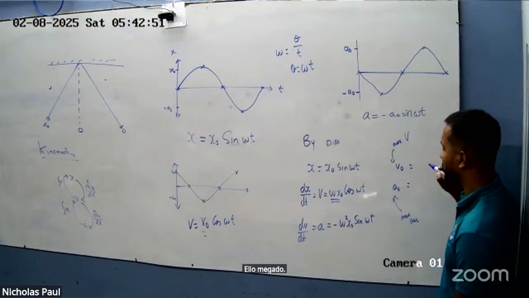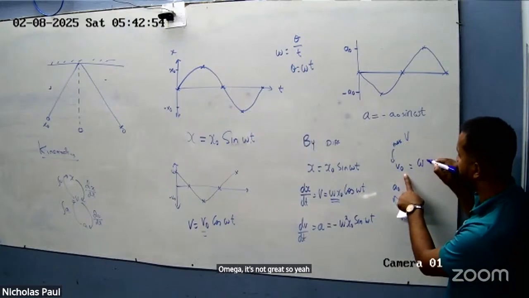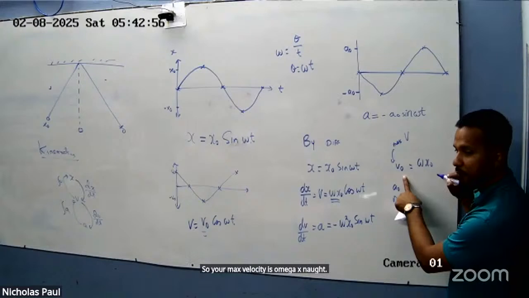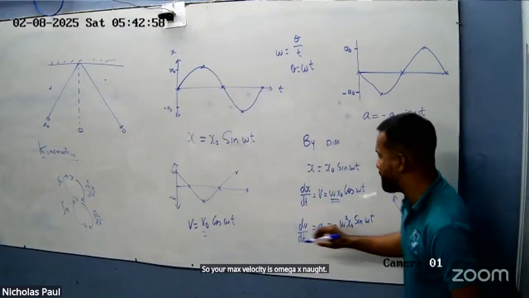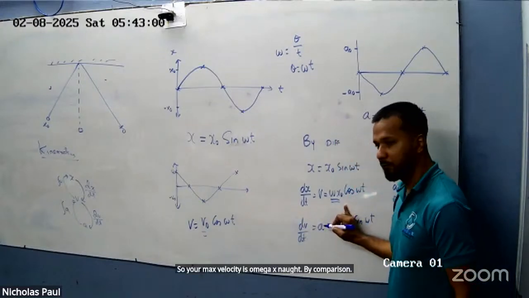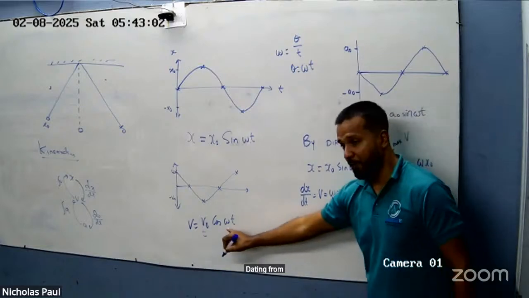Omega x naught, right? So your max velocity is omega x naught. By comparing, there's the formula for B and there's the formula for B, right?